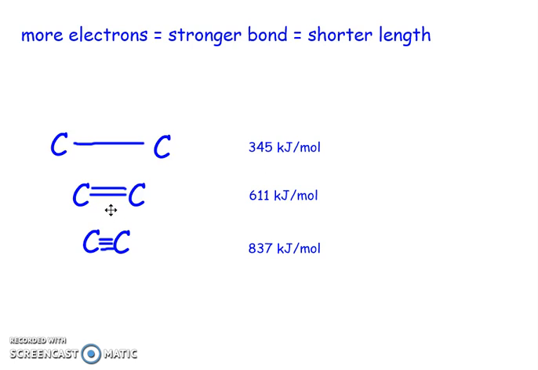If I have a double bond between carbon atoms sharing 4 electrons, those nuclei have a stronger attraction because now there's 4 electrons in between that they're attracted to instead of just 2. And it takes 611 kilojoules per mole to break that double bond. Now that is talking about breaking both of those bonds in the double bond, not just one of them. And then if I have a triple bond between 2 carbon atoms, it's even shorter because now there's 6 electrons that it's attracted to, and it takes 837 kilojoules per mole to break the triple bond between carbon atoms.